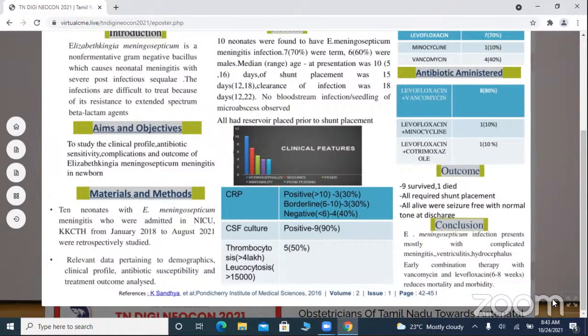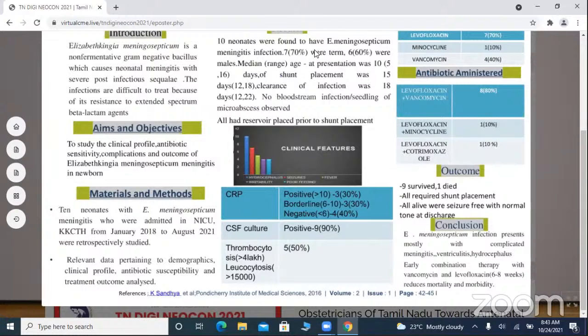And among the lab investigations, we found that CRP was positive. It was highly positive, more than 10, in 3, that is 30%. Borderline positive, between 6 to 10, in 3, that is another 30%. And CRP was actually negative in 40% of the babies.